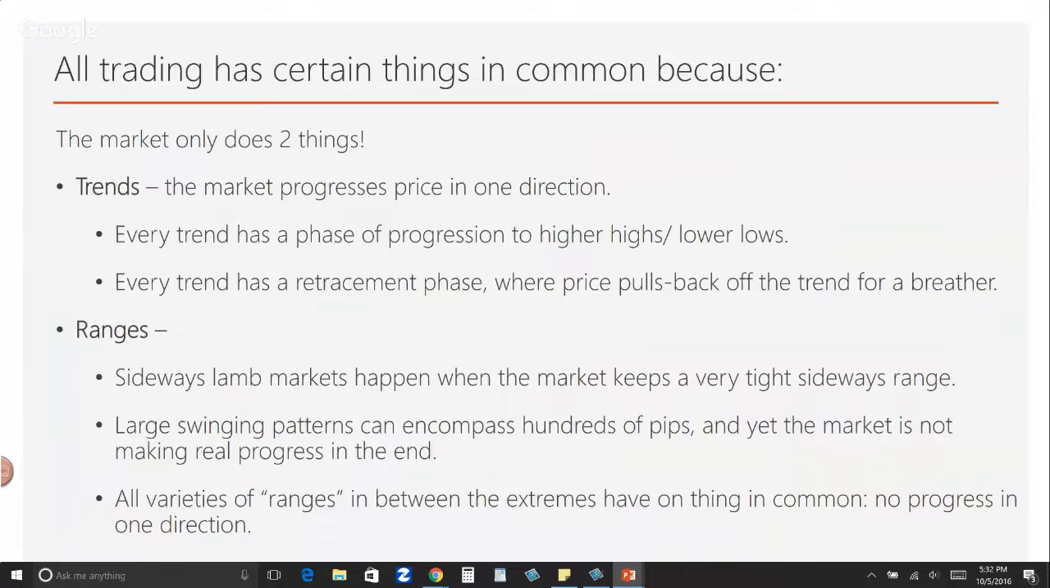And then there are ranges, and there are lots of different kinds of ranges. A sideways market happens when the market keeps a very tight, sideways, quiet, sleepy range. We can also have very large swinging patterns that can encompass hundreds of pips, and yet the market is not making any real progress in the end. It's still just a range. All varieties of ranges in between the extremes have one thing in common, and that is no progress in one direction.